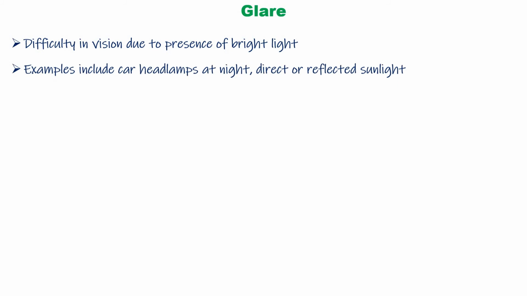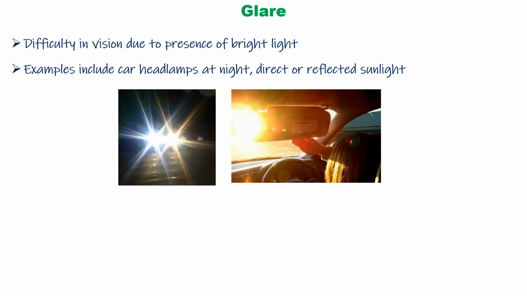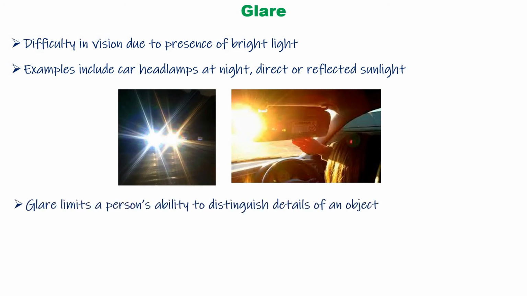The next term which is very important in vision is glare. Glare is defined as the difficulty in visualizing an object because of the presence of bright light. For example, it is the headlamp of a vehicle at night or direct or reflected sunlight. So this is termed glare, and this glare limits the person's ability to distinguish an object in detail. That means we cannot get the complete detail of an object due to the presence of a bright source of light.